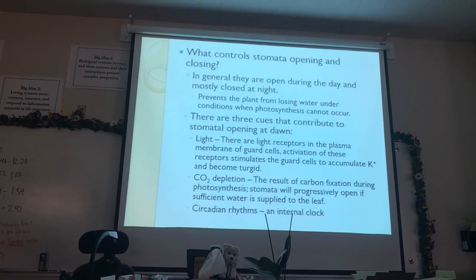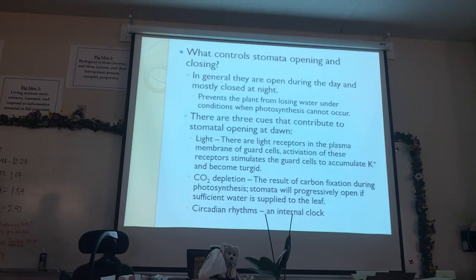What actually controls this? So we said the potassium is what's controlling whether the water comes or goes, but what's actually controlling the potassium? Well, in general, stomata are open during the day and closed at night. That makes sense because for most plants, we're not talking about our C4 or our CAM plants, but for most plants, having your stomata open is crucial for photosynthesis. And so photosynthesis is only happening during the day, so we would only want them open during the day. So this prevents, by having your stomata only open during the day, it prevents the plant from losing water under conditions where photosynthesis couldn't occur.